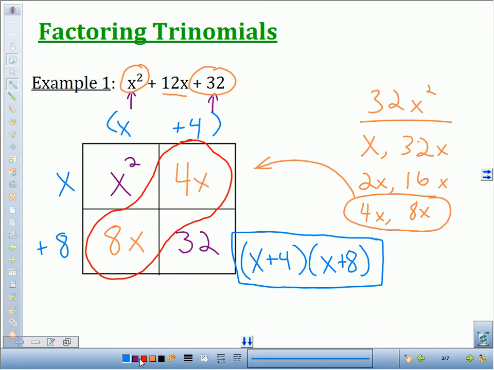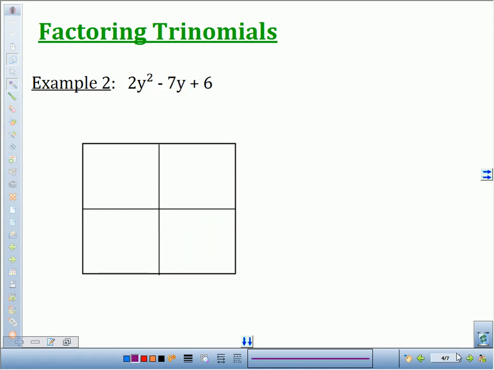Now let's look at one that we didn't previously get the factors for. I have 2y squared minus 7y plus 6. Now again, we're going to follow the same basic process. The first term is going to go in the top left box, so 2y squared will go in the top left box. The last term will go in the bottom box, 6. And we knew that because whenever we multiplied out, the first term never changed and the last term never changed.